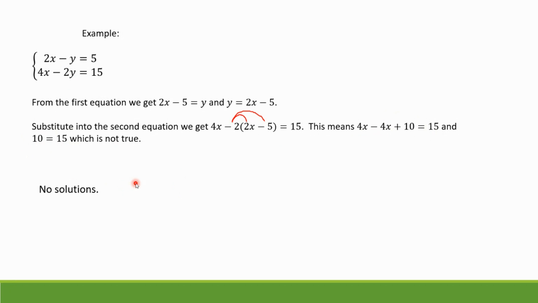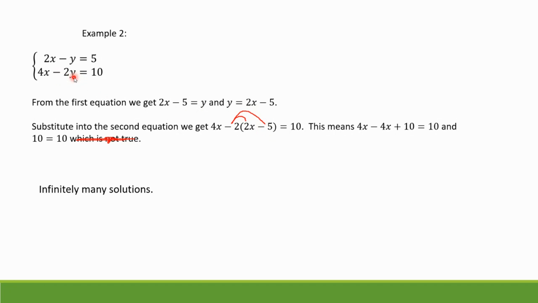Okay, let's do another example. So this one's very similar, as you can see. Again, the same steps we have. 2x minus y is 5. So just like before, solving it, we get y is 2x minus 5. Now we can substitute this back into the second equation, substitute into the second equation for y.